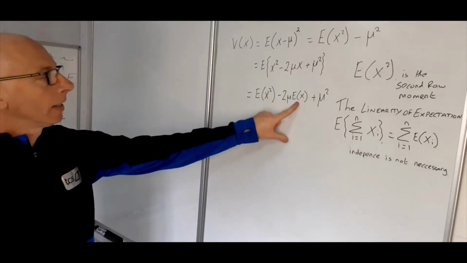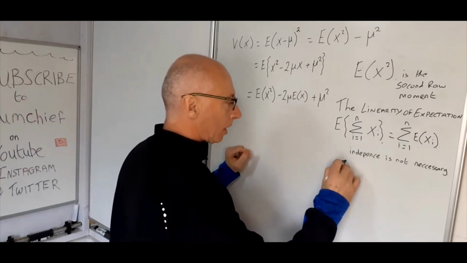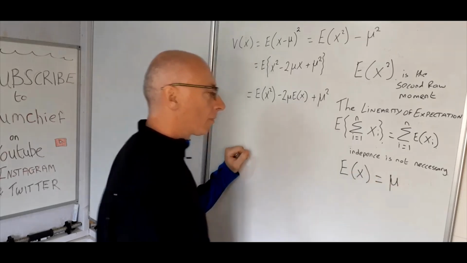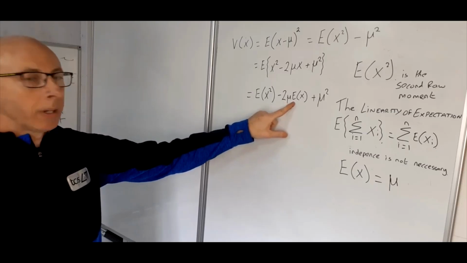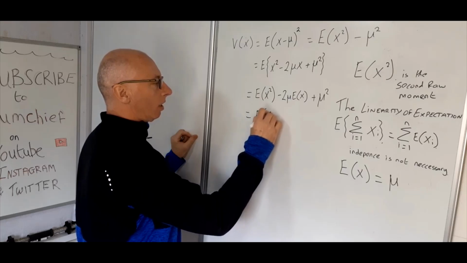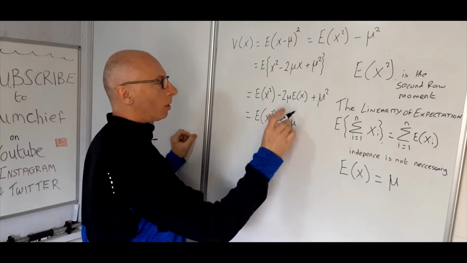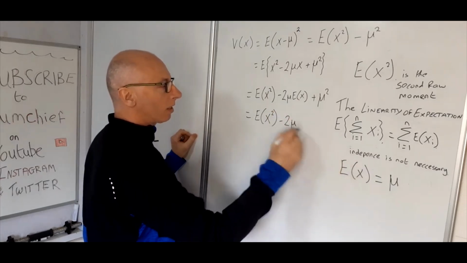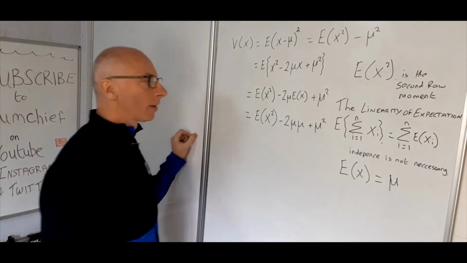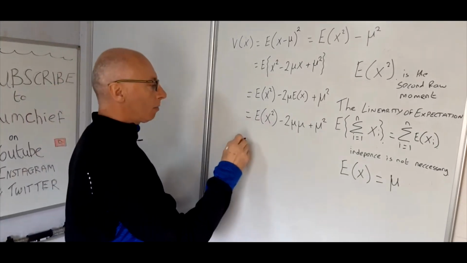Okay, now with this statement here we can say that the expectation of x is also equal to mu. So I can substitute a mu for this term. So that equals the expectation of x squared, or second raw moment, minus 2 mu, and I can substitute a mu in here for this, plus mu squared. Okay, so this will now translate into a mu squared.